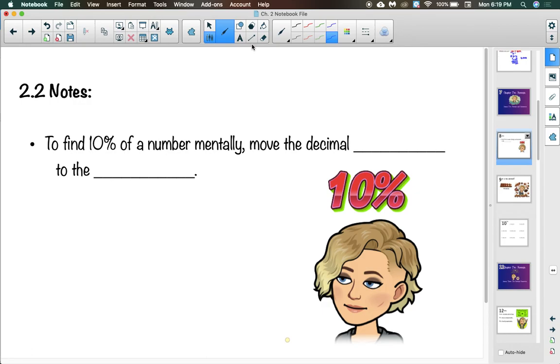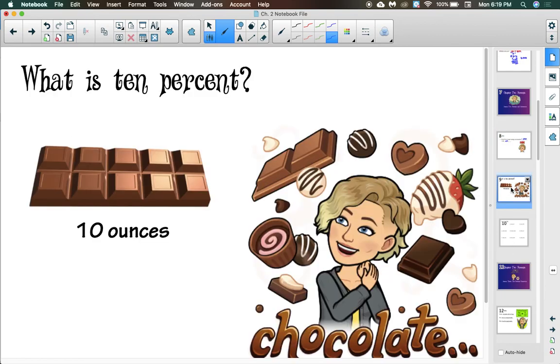Okay, so the first thing we need to know is 10%. To find 10% mentally, we need to take our decimal and move it one place to the left. And that's really, really easy. We're going to see why that happens in just a second, but make sure that you get this note taken in your note packet. So to find 10%, we just take our decimal in the number, wherever it is, and move it one place to the left, and that is 10%. And here's why that's true. So we have to understand a little bit about what is 10%.